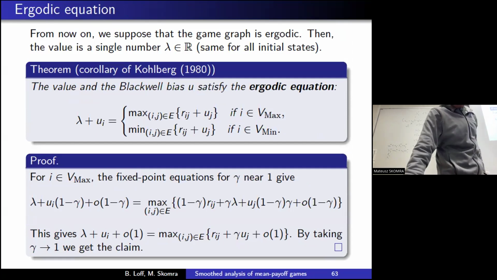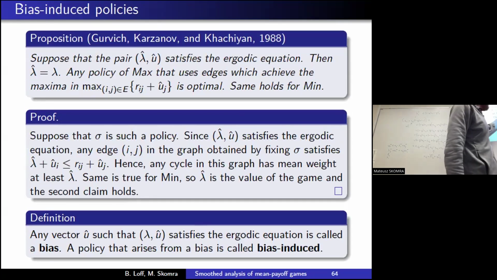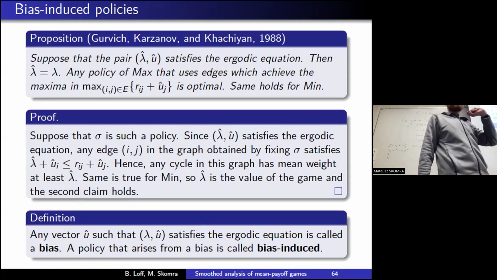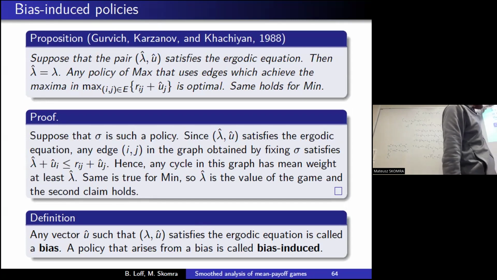Now we have this inequality for every single edge of my graph. So what happens on a cycle? When I look at the cycle, I can just add these inequalities, and the u part will simplify because we are on a cycle.